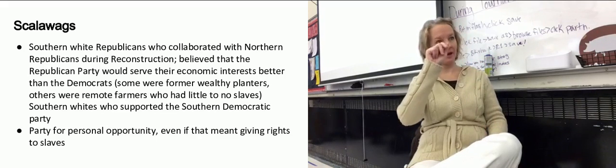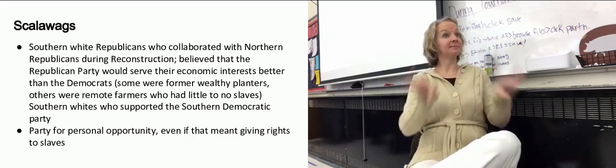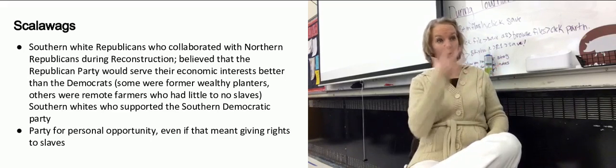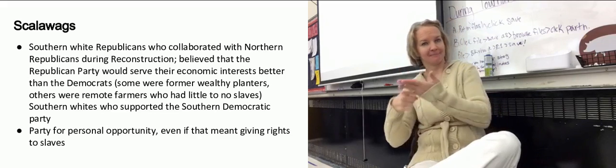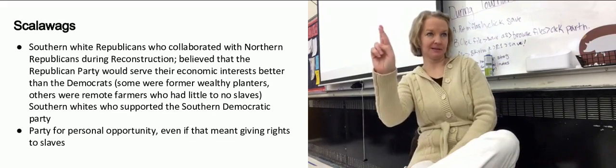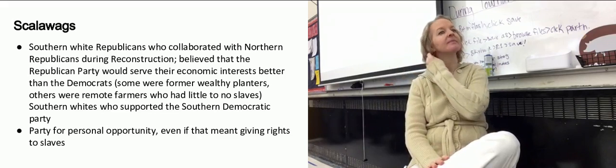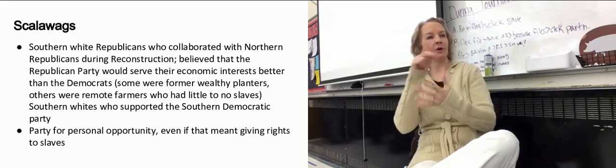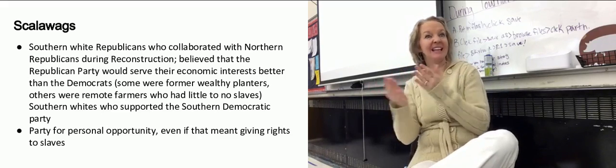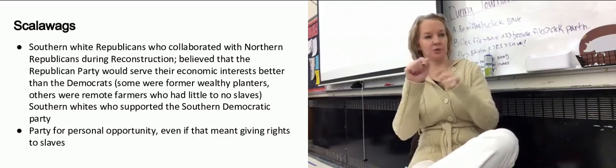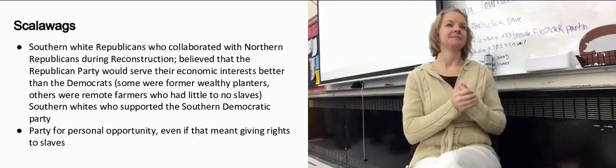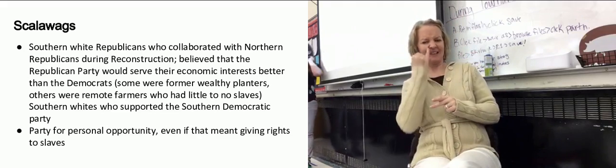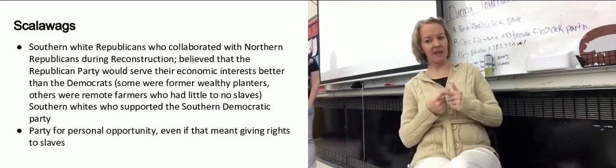So the scalawags, what you need to highlight here is Southern white Republicans who collaborated with Northern Republicans. And then in the last bullet, highlight party for personal opportunity, even if that meant giving rights to slaves. So here's basically what happens. There are some politicians in the South that figure out that if they become Republican, they can begin to get some kickbacks from the North.